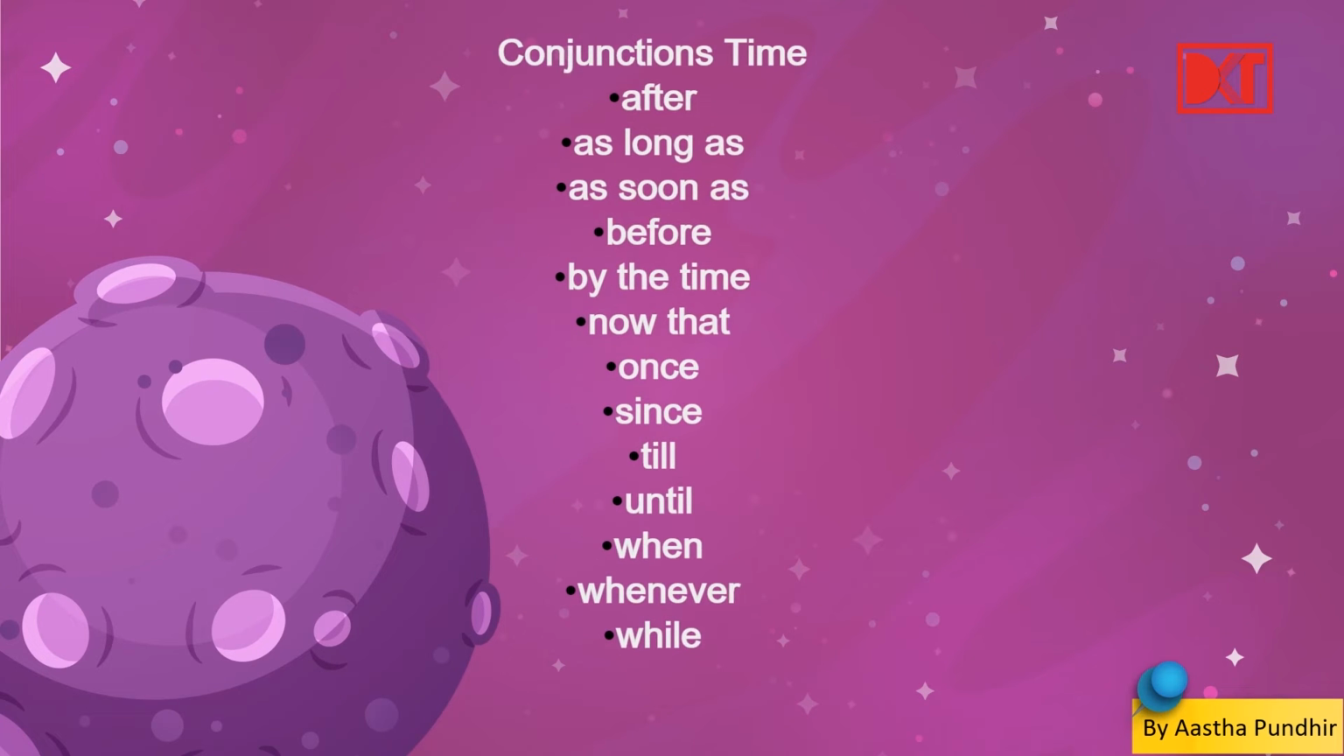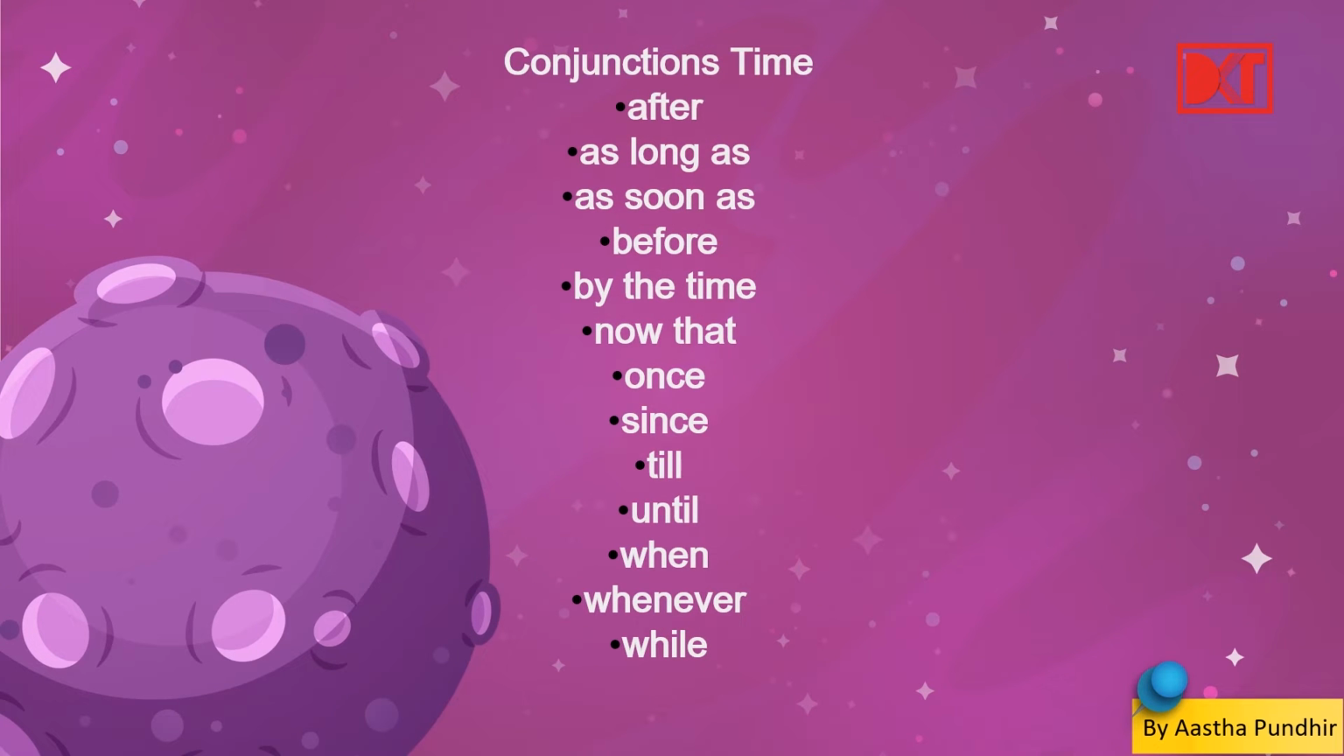Okay, so next we have the conjunctions of time, which are conjunctions that are used to tell time like after, as long as, as soon as, before, by the time, now that, once, since, till, until, when, whenever, while. Alright, so these are the conjunctions, the words which join two clauses or two parts or two words and are used to tell time.